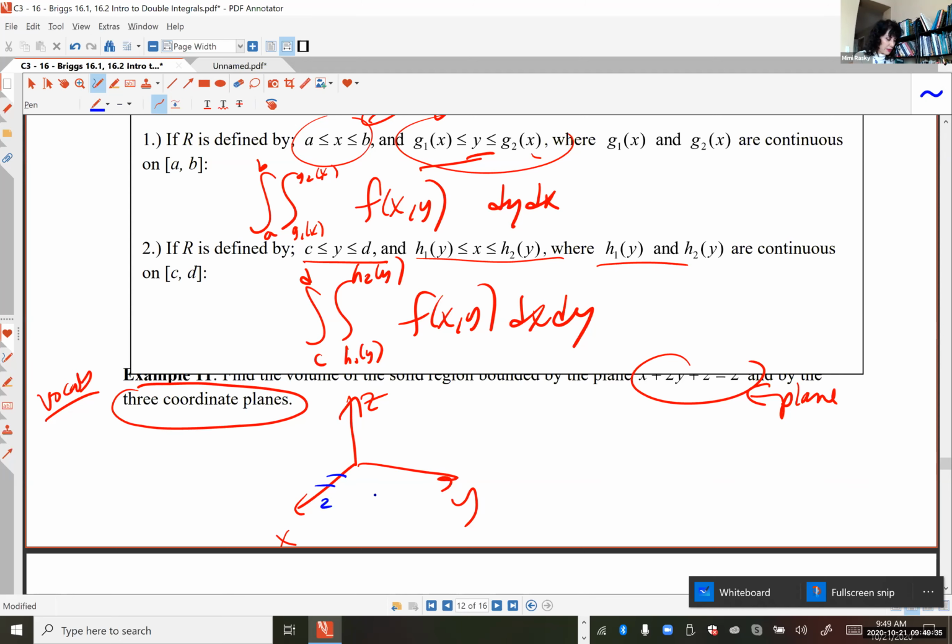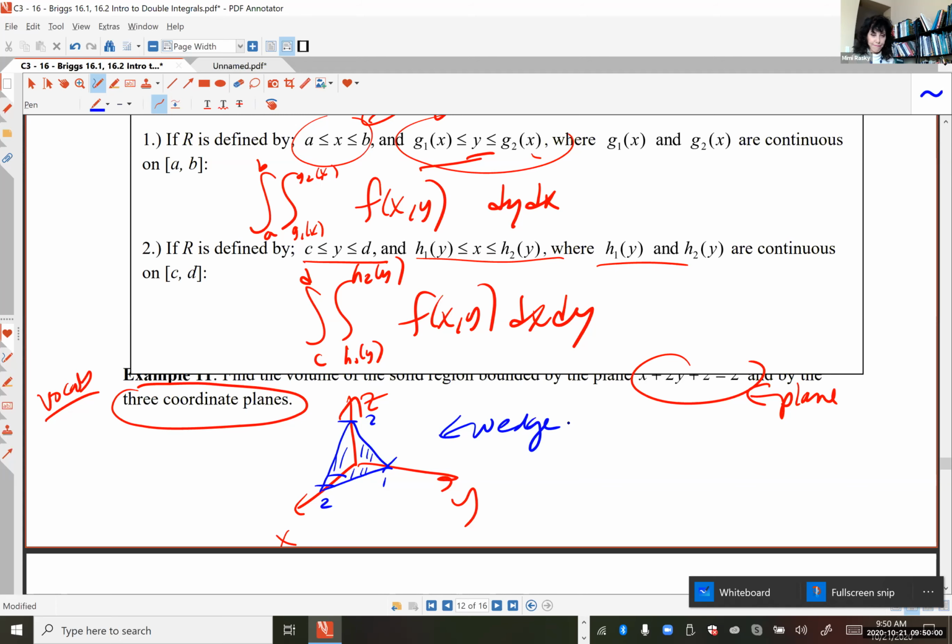The y-intercept looks like it's going to be a 1, and the z-intercept is also going to be a 2. So it's going to have this as the top, and then the 3 coordinate planes are going to be the other 3 sides of this solid. So this solid kind of looks like a wedge. It's a wedge. Cool. Go find the volume of that wedge.